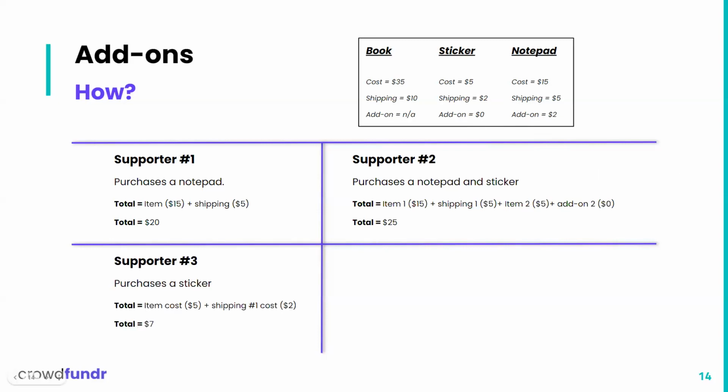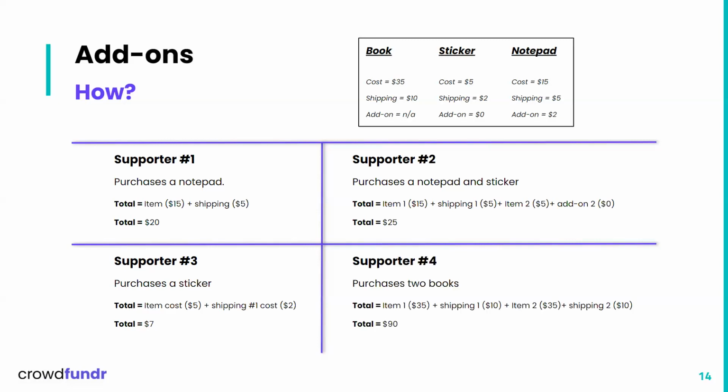Supporter number 3 just purchases a sticker. So their item cost is $5 and their shipping cost for that is $2. So their sticker is $7, straightforward.